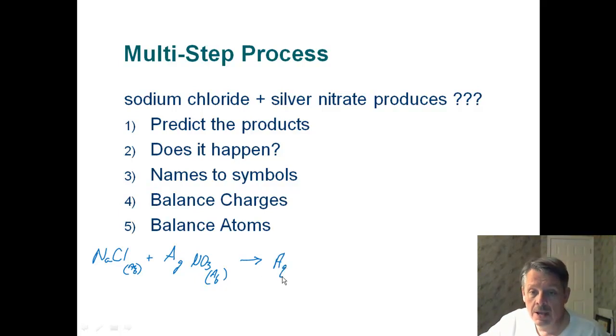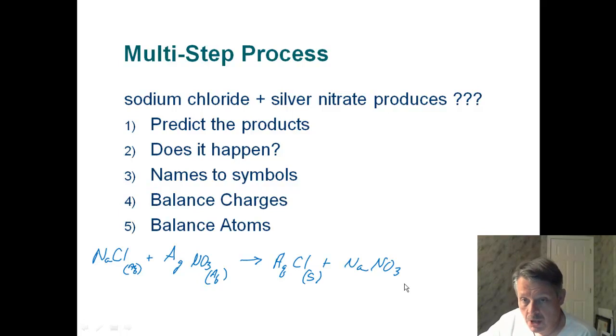So we have the silver, which is going to bond with the chlorine, and we're going to have the sodium, which bonds with the nitrate. So we've said it happens, and the reason we know it happens is because the silver chloride becomes a solid, and the sodium nitrate remains aqueous. So the driving force behind this is the silver chloride.